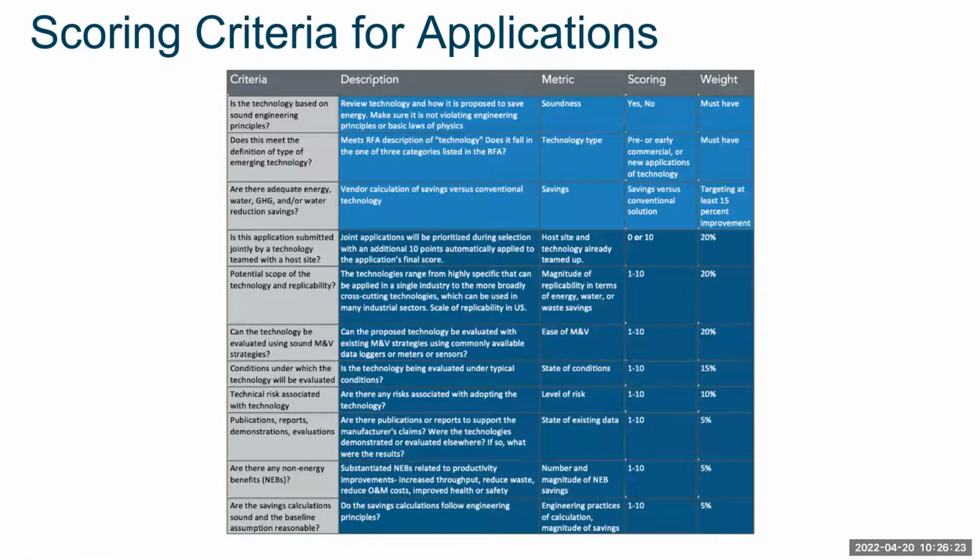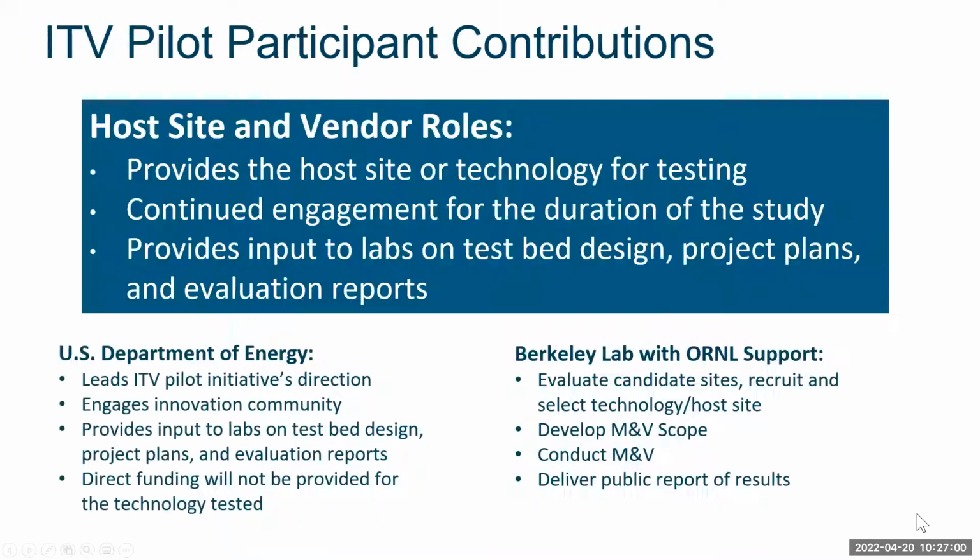So this goes through our scoring criteria, and I won't spend too much time on it. I would definitely recommend you all download the RFP and take a look at this piece in particular. But it just goes over the various metrics that we use and how those metrics are weighted to come up with a score. And we're hoping to get lots of applications in for this phase 2 of ITV, and looking forward to it. Next slide.